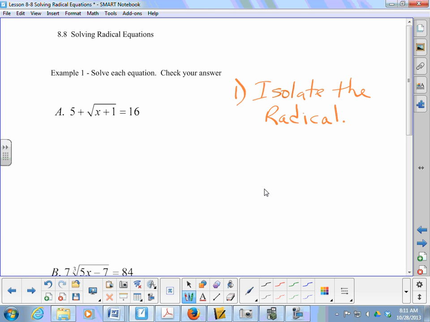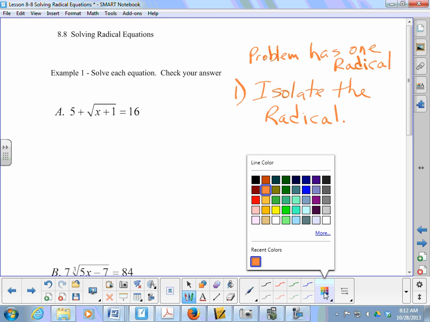So what does it mean to isolate something? Get it by itself. Okay? So whenever there's just one radical in a problem, we want to get it by itself. So what do I need to do in this problem to get the radical by itself? We need to get rid of the 5 first. And this is the biggest problem that you will run into: if you do not isolate the radical first, you will have errors. And we don't like errors, so.